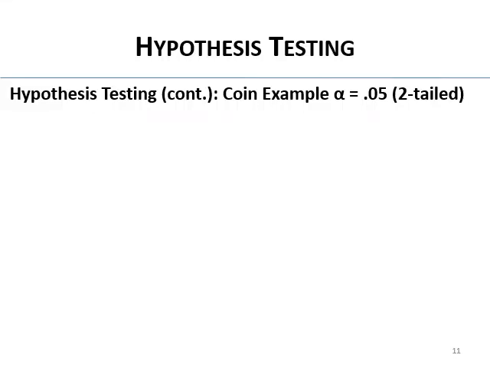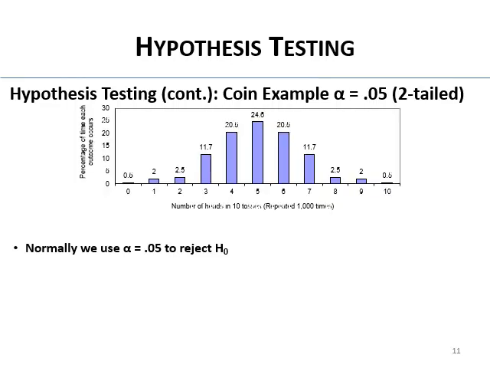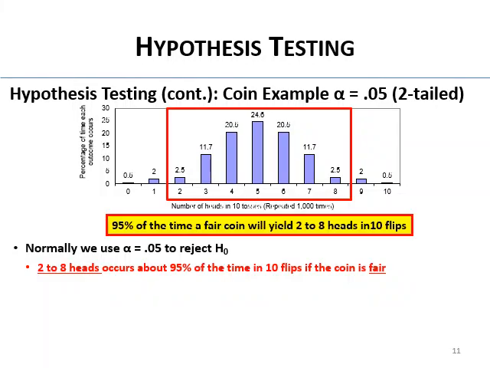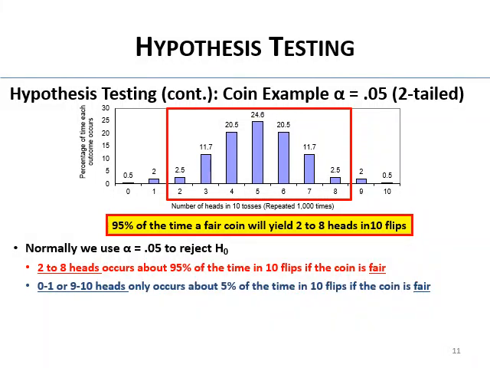That's usually what we use, right? Not 0.01. So here's that distribution again of coin flips. Note that 2 to 8 heads, if you count all those percentages there, is about 95% of the time you'd expect from 2 to 8 heads to occur in a 10 coin flip trial. So that would be the expectation 95% of the time.